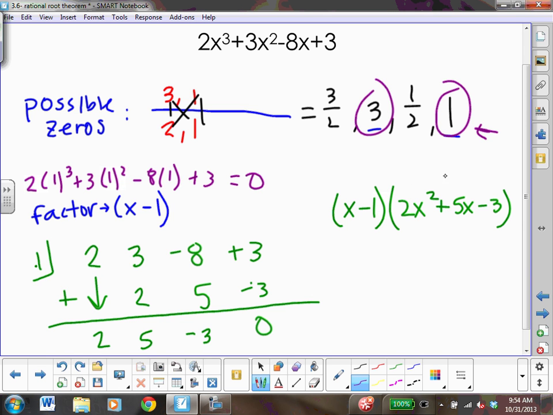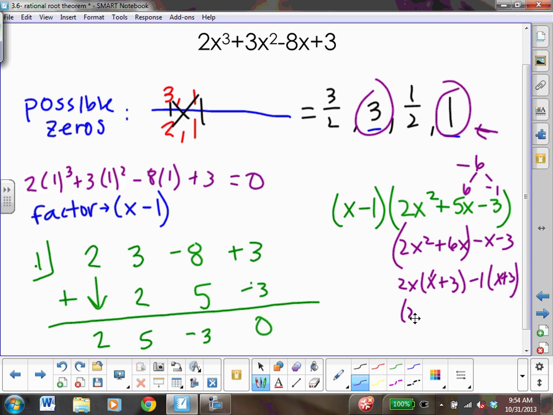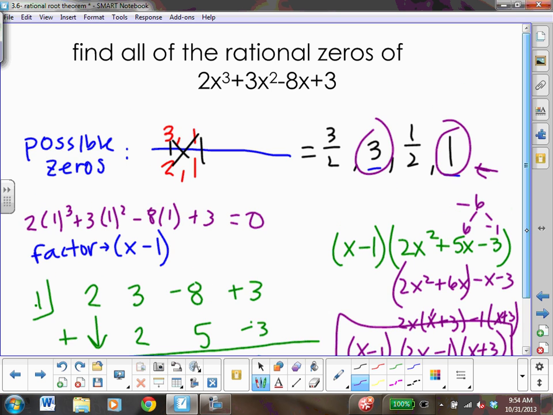And I can try to factor this part further. Factors of negative 6 that add up to give me positive 5 would be positive 6 and negative 1. I can split up the middle term. And factor out a 2x. Factor out a negative 1. And now I'm completely factored.